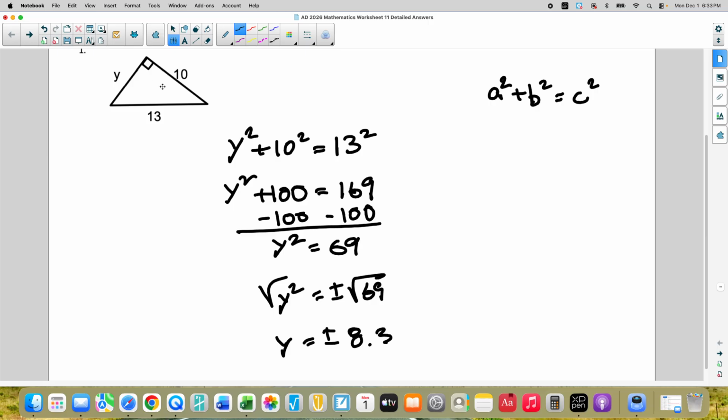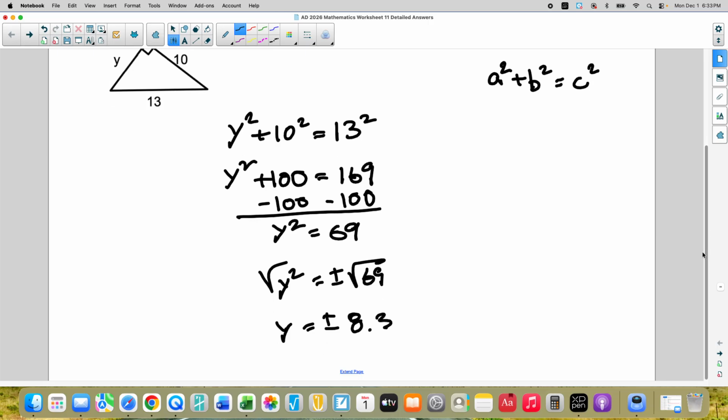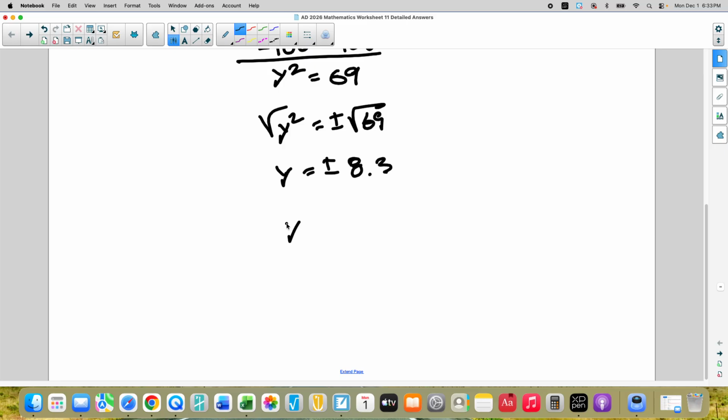And because it's distance, we know that we are not going to include the negative value. So it's just going to be approximately, let's use the approximate sign, approximately 8.3. If you wanted to be exact, the exact way is you take the square root of 69 and you see if there's any perfect squares in there.